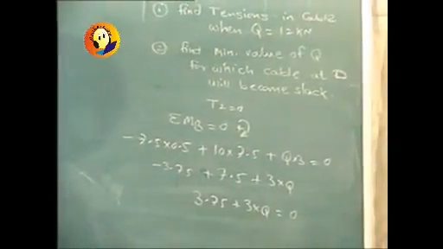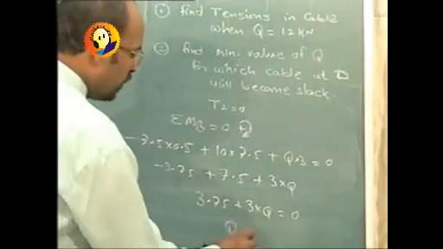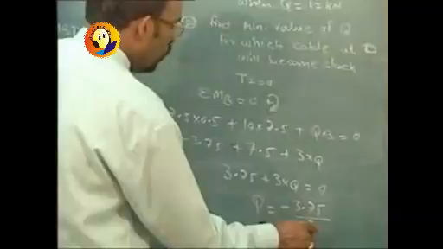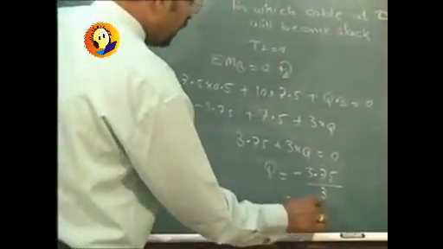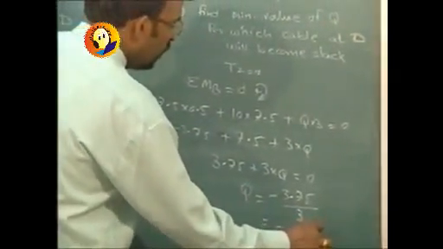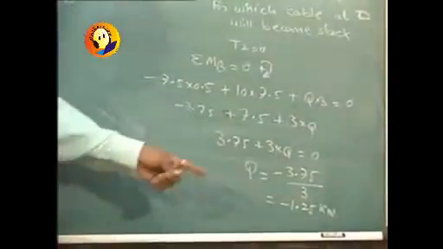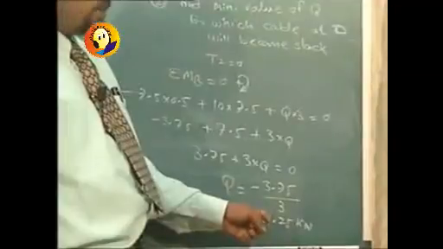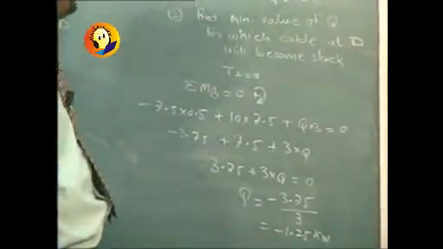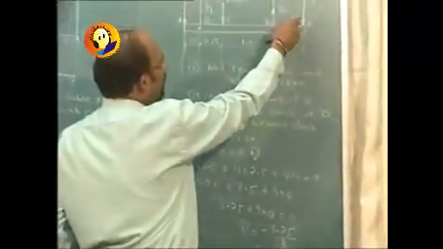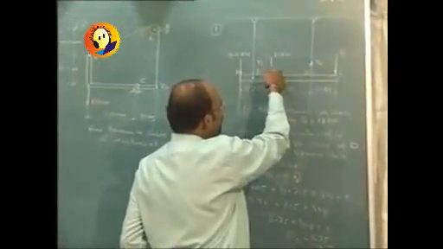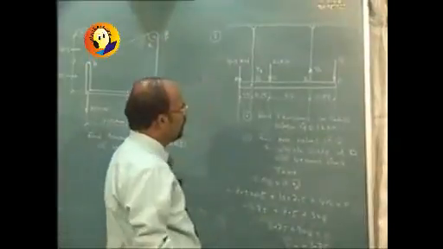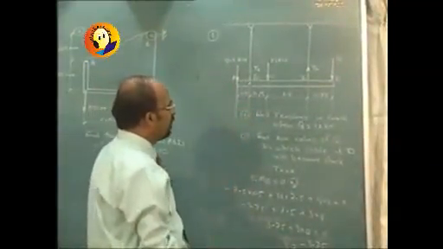And you will find that Q in this case comes out to be negative, minus 3.75 into 1 by 3, that is minus 1.25 kilonewtons. Now this minus sign, as I have said earlier, if our assumed direction is wrong, then the calculations will take care of it. So as I was saying earlier, if T2 is to become slack, then the moment of these two and the moment of force Q are going to cancel each other, but part of it might remain.